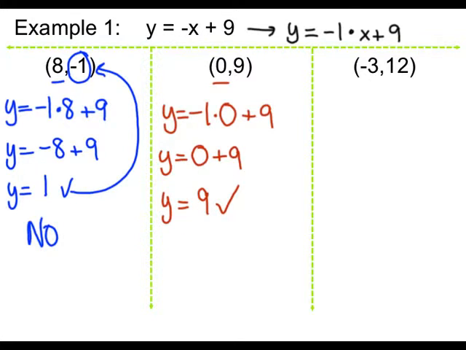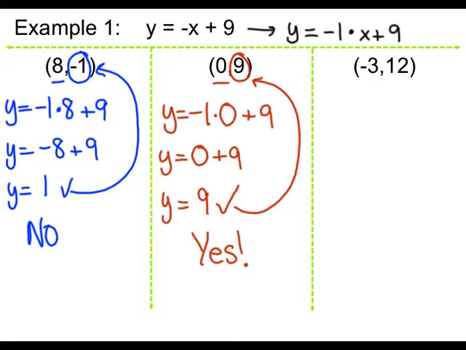Now I'm going to check it. So I come back up and look at what my y value should have been, 9. Well, I got 9. So yes, this is the actual point on the line. Let's try one more with this equation, and we'll try one other equation.